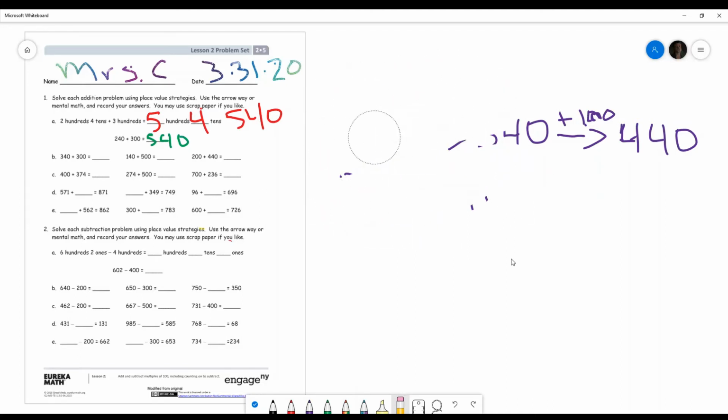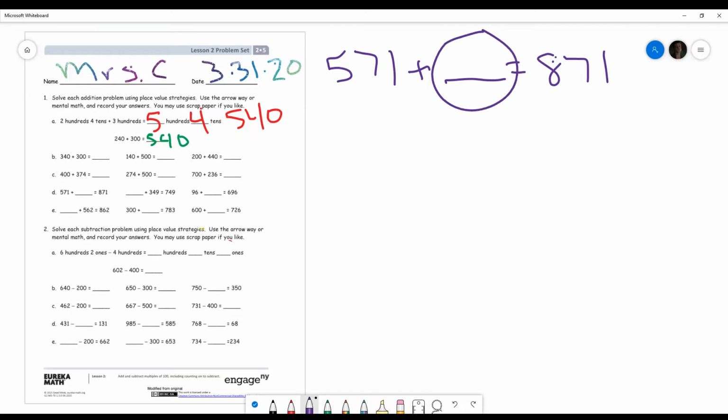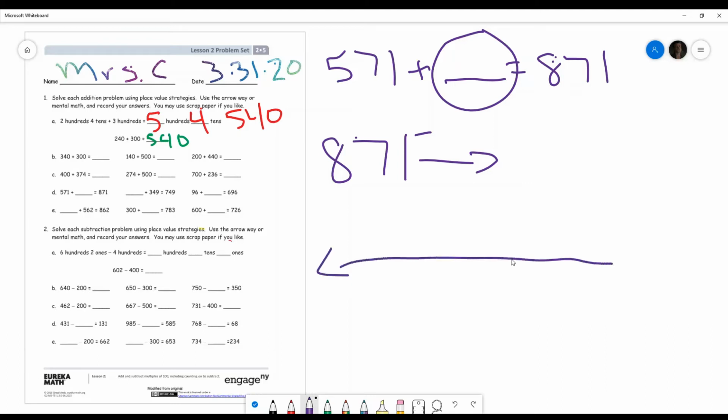Now, let's look at D. So D, you did have some of these problems in problem set 1. Let's work one out together. 571 plus something equals 871. So let's use the arrow way to solve this. What we're going to do with the arrow way is we're going to count backwards to find out what this number is right here. Okay, so we're going to start with 871. And I'm counting backwards, which means I'm subtracting. Remember, if we're on a number line, because arrow way is like a number line, when you're adding, you start here. And when you're subtracting, you start here. So we're starting at the end.